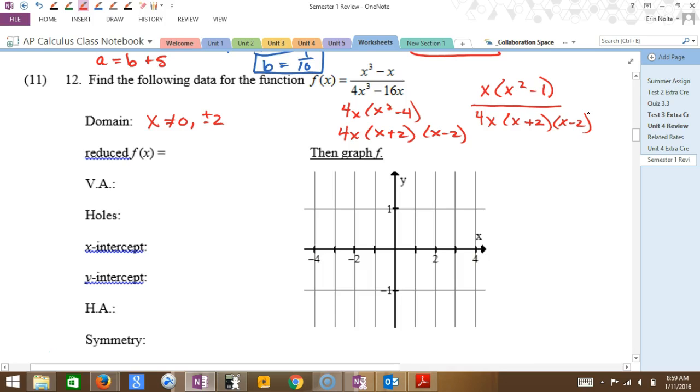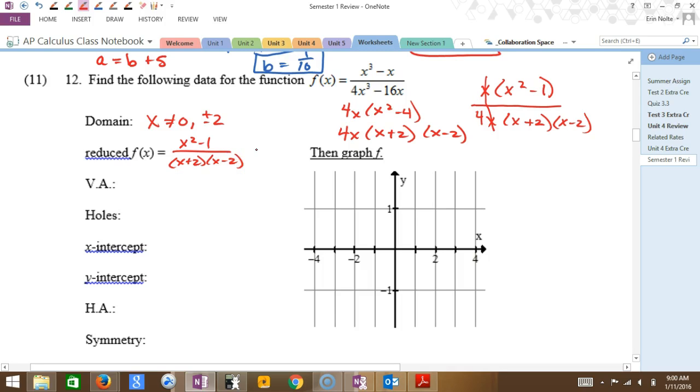Okay, so what does cancel? An x, if you pull out 4x on the bottom, yes. Okay, so my reduced function is x squared minus 1 over 4 times x plus 2 and x minus 2.